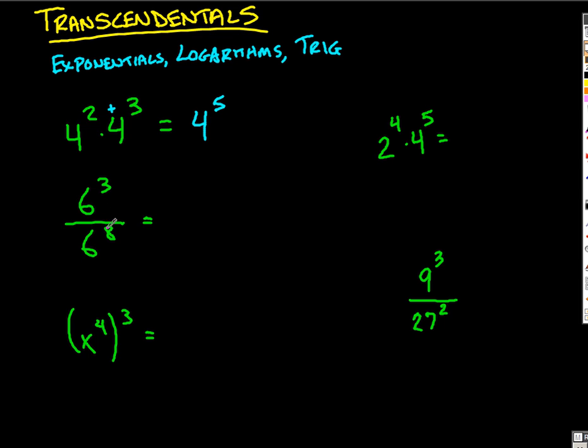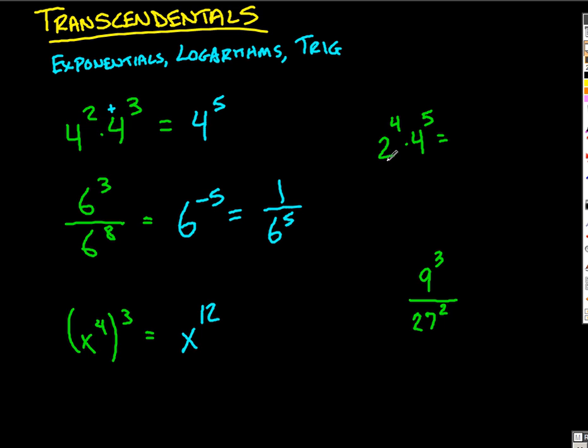So naturally, if I divide with the same base, that means I need to subtract the exponents. So that means 6 to the negative 5th. And I can rewrite that as 1 over 6 to the 5th. A negative exponent means I flip the fraction around. Okay, and when I raise a power to a further power, this is when I multiply my exponents, so I get x to the 12th power there.